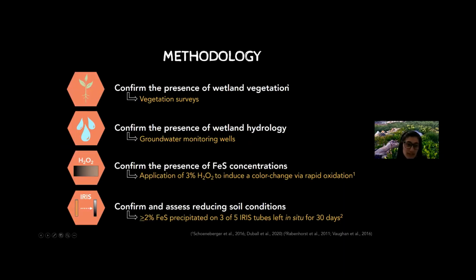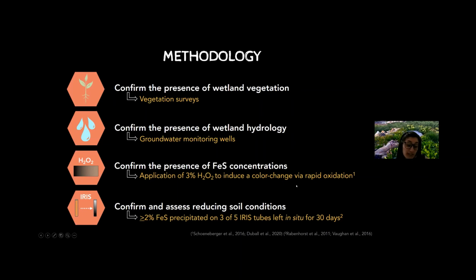In order to conduct this study, we went to these 4 field sites to confirm the presence of wetland vegetation as well as wetland hydrology to make sure those 2 parameters were set in place. But we dove a little deeper into the actual morphology of the soil to confirm the presence of iron monosulfide concentrations, specifically using a 3% hydrogen peroxide solution, which induces a color change via rapid oxidation, where the black color increases in value more towards a lighter gray or brown. It's a very distinct color change, easy, very affordable to assess in the field.